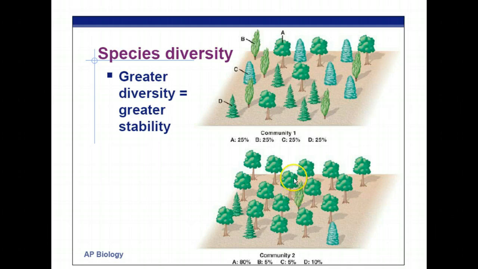Over here we have almost all one type of tree, that type A tree, and if anything happens to this type A tree, there's not a whole lot left over in this ecosystem. You'd probably see a collapse of that ecosystem afterwards.